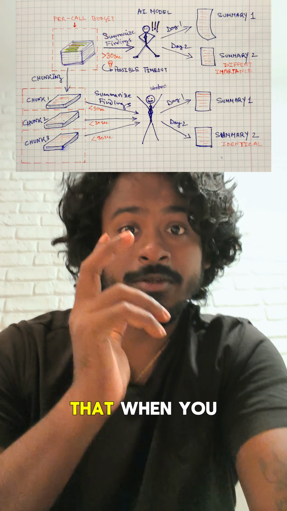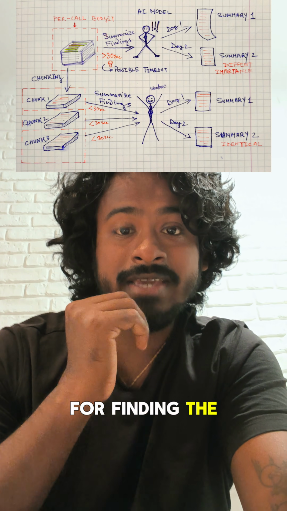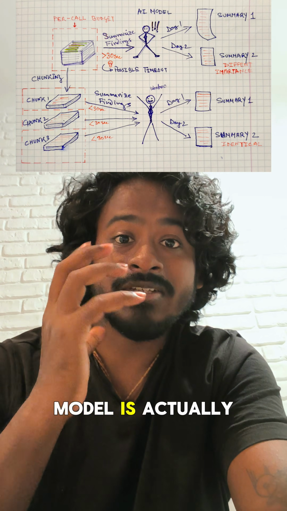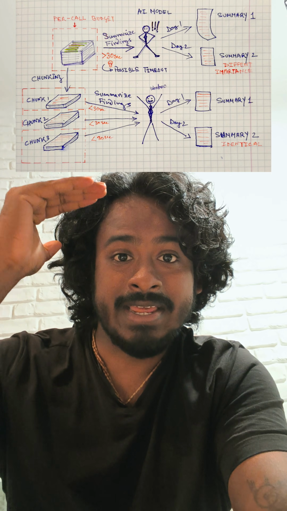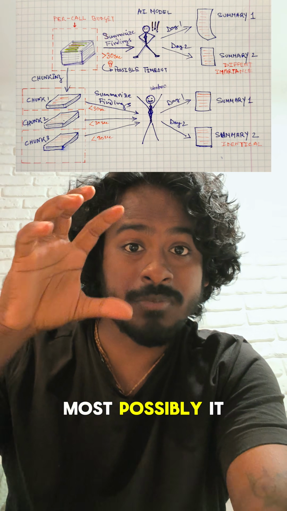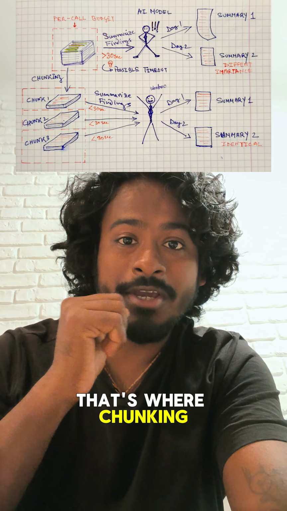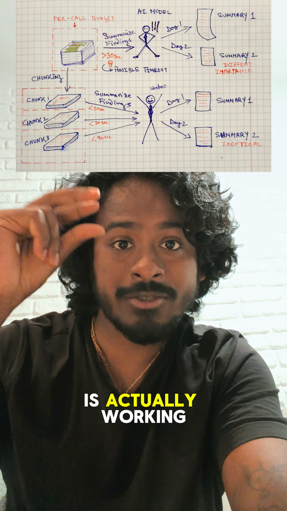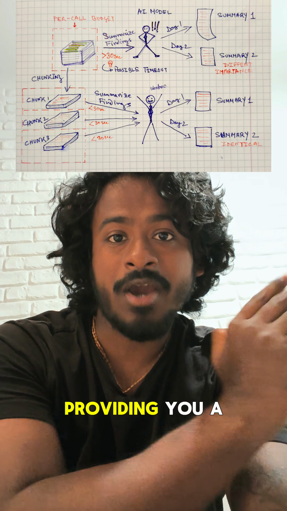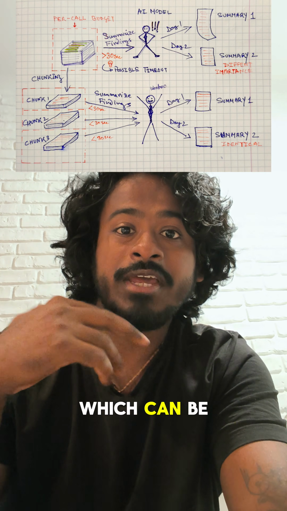It's widely known that when you provide a whole big document and ask the model to find the candidates of importance, or to summarize the whole document, the model tends to find these candidates near the beginning and the end of the document. Most possibly it is skipping the middle section. That's where chunking is helpful: the model works on each of the chunks and finally provides you a concise, structured summary which can be reproducible.